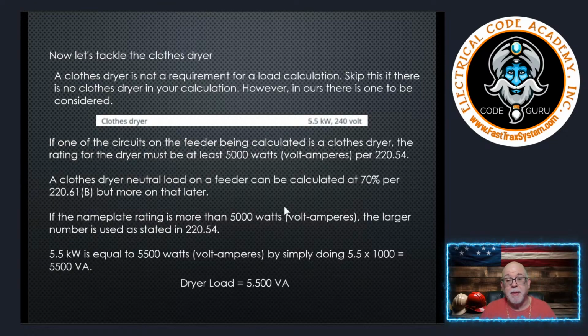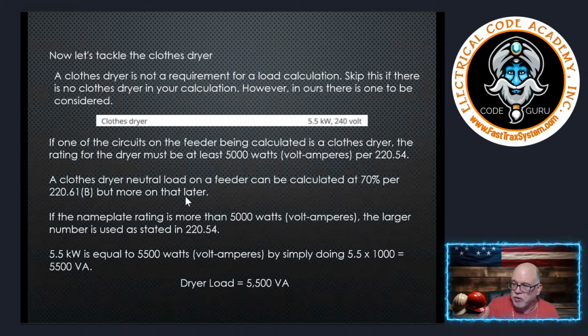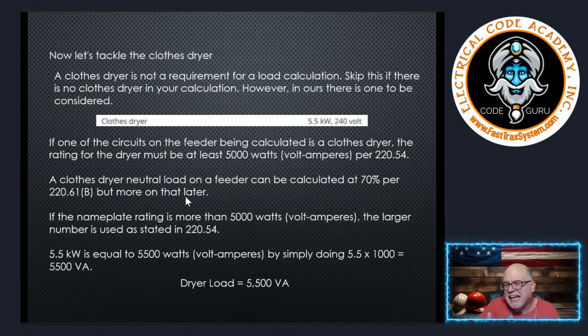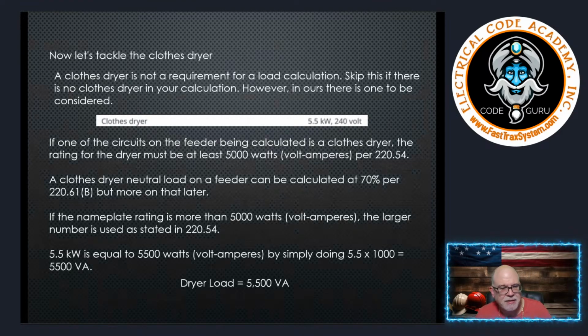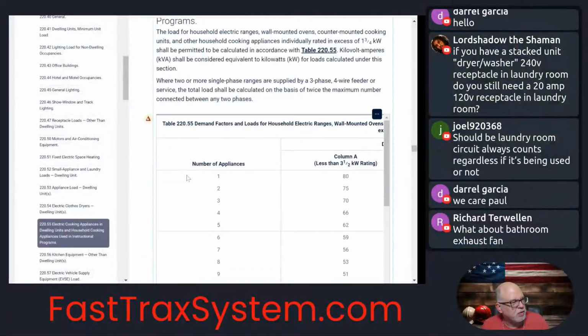Now, remember what we said about the neutral? Because we're here, might as well tackle it. The National Electrical Code allows me, under 220.61(B), to take the load that we just figured, which was 5,500, and I can take that at 70% to determine my neutral load. Now you say, well, where does it say that? Well, let's go to the code, and I'm going to show you in 220.61(B).